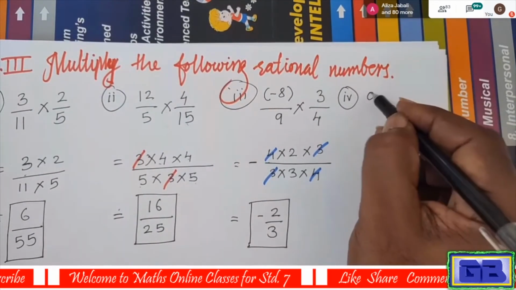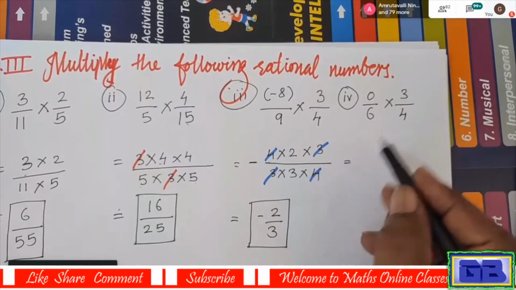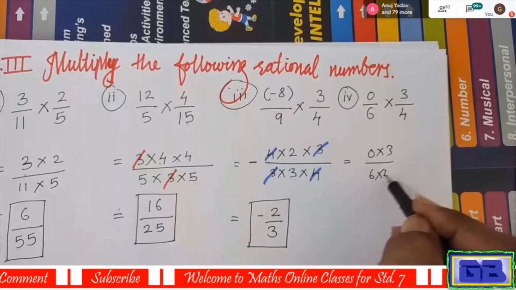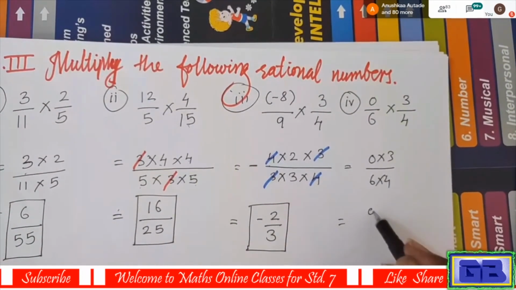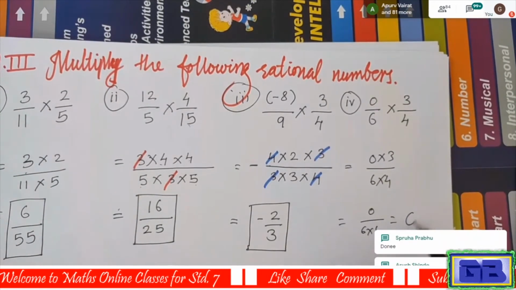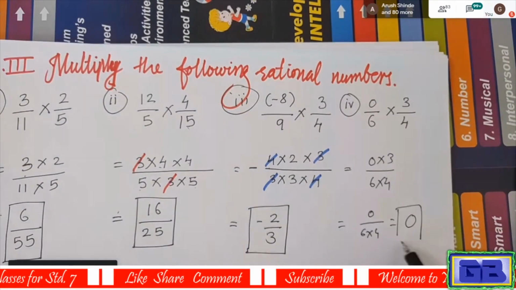Fourth one, write down 0 upon 6 multiply by 3 upon 4. No need to do any split, just write down 0 into 3 and 6 into 4. Here 0 into 3 is 0, and I will write the denominator as it is. The answer is 0, because if we multiply 0 by any number, the answer comes 0.